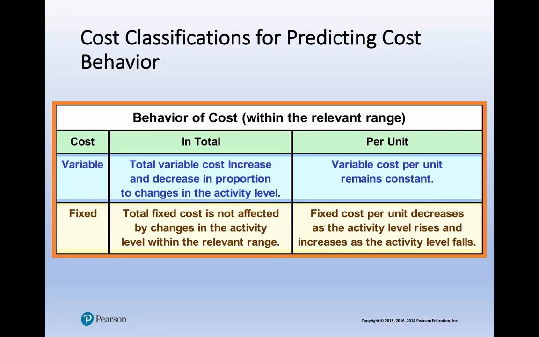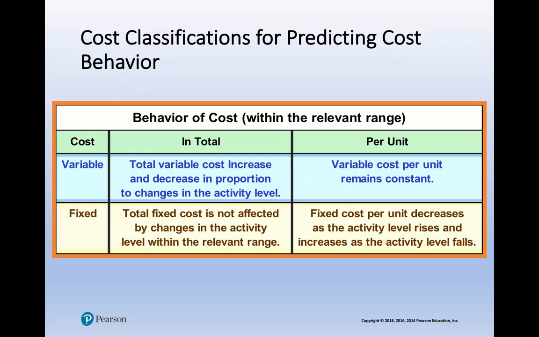Fixed cost, on the other hand, flips around basically. In total, our fixed cost stays the same. It doesn't matter how much activity we have. Within our relevant range, it's going to be the same. Whether we make 1 unit, 2 units, 5 units, 1,000 units, it's going to stay the same. However, on a per unit basis, the fixed cost per unit is going to decrease or increase in an inverse relationship to the amount of activity we have.